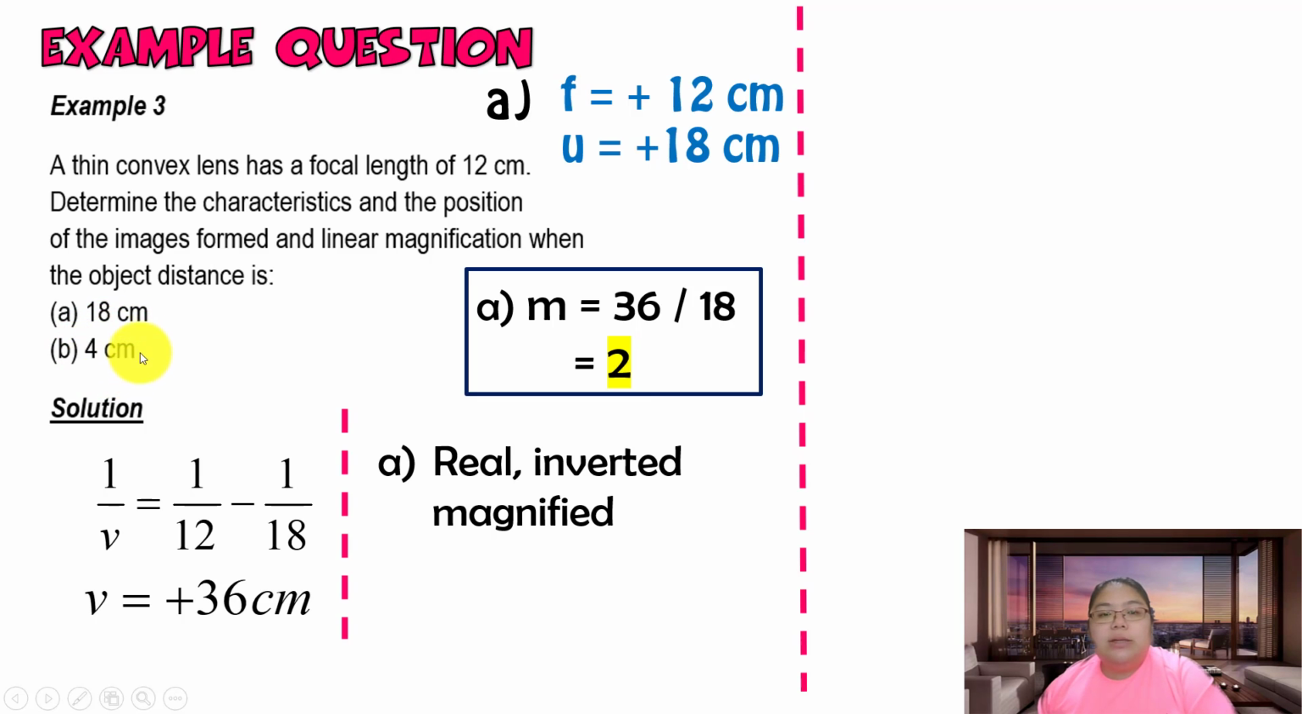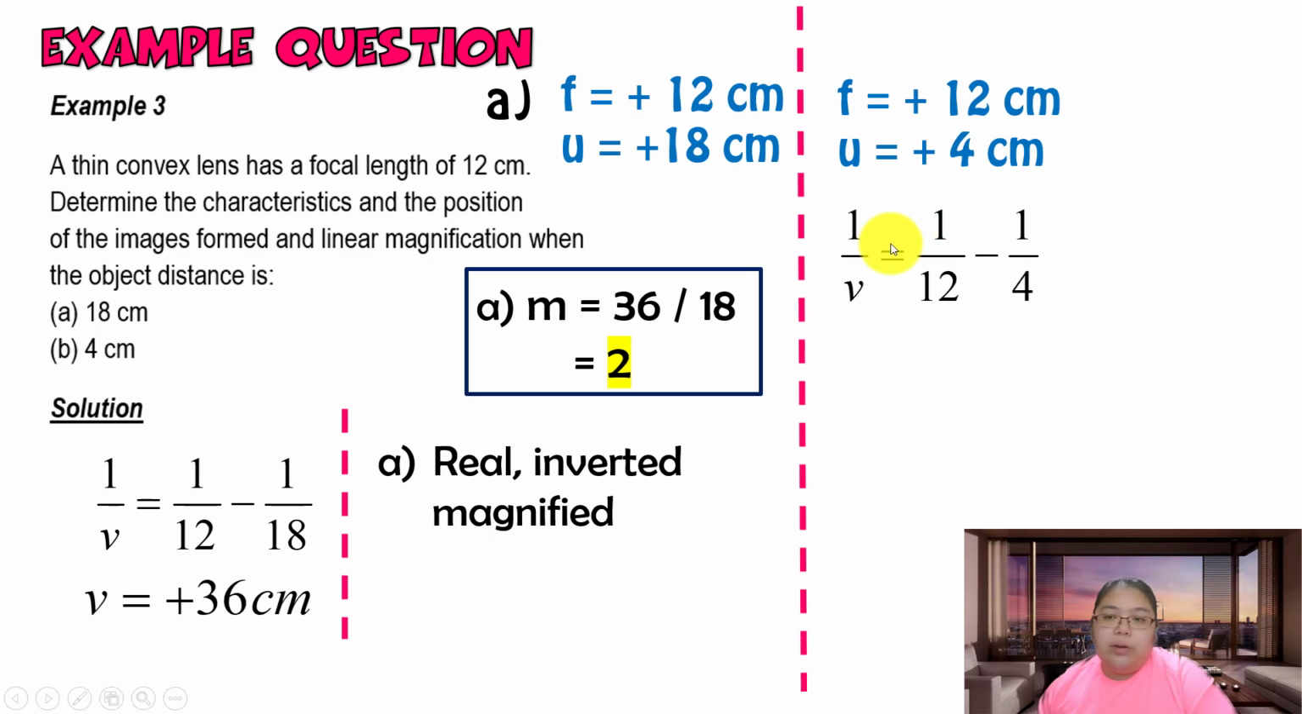Now if I change the object distance to 4 cm, I write the info. Focal length 12 cm, then 4 cm for the object distance. Both are positive because it is a convex lens. Again I'm using the same formula: 1/V = 1/12 − 1/4. Now it's 1/4. Final answer, I get negative 6 cm.